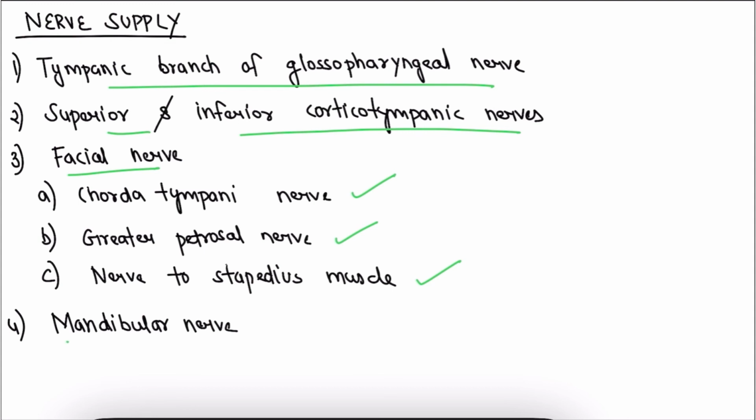The fourth one is the mandibular nerve. So there are a total of 4 nerve supplies. The first one is the tympanic branch of the glossopharyngeal nerve, and the second one is the superior and inferior corticotympanic nerves. The third one is the facial nerve. Branches are chorda tympani nerve, greater petrosal nerve, and nerve to stapedius muscle. The fourth one is the mandibular nerve.